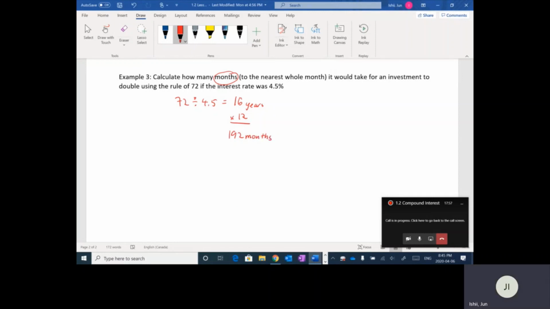All right. So yeah, rule of 72. Basically, investors use it to quickly estimate how many years it takes, given the interest rate, for an investment to double.